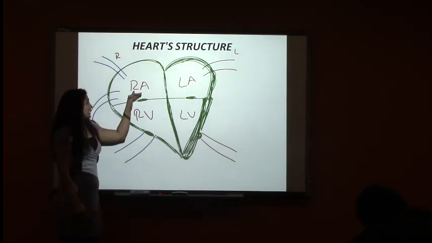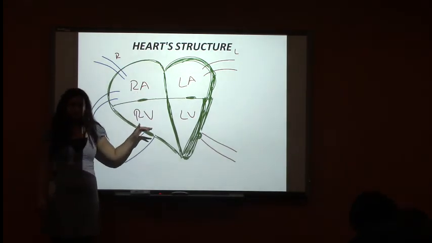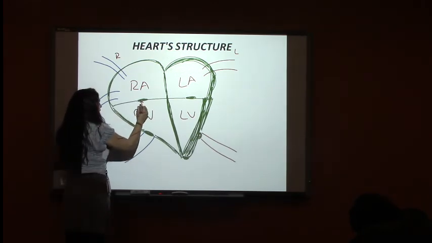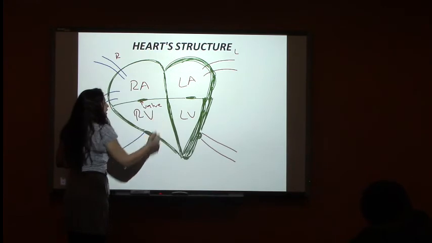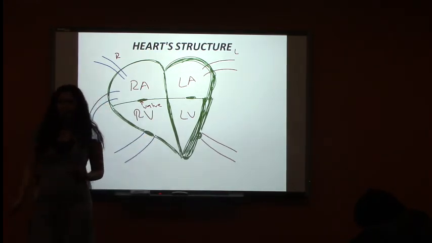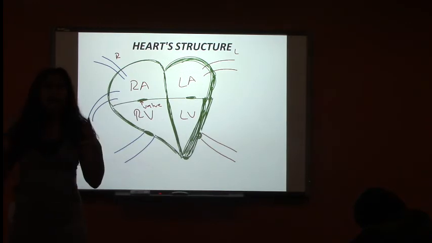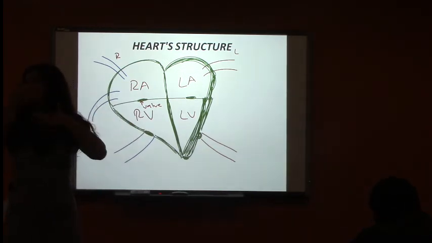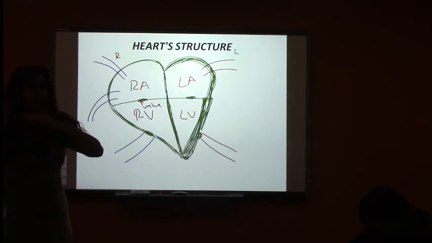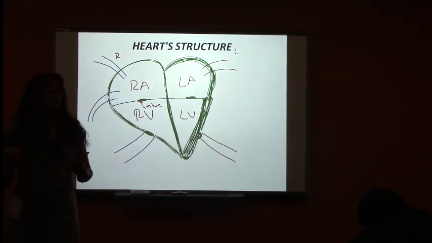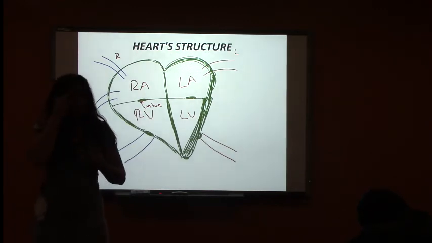Now, between the atria and the ventricles, okay, basically right here, this green thing is a valve. A valve is a door, okay? Think of these chambers as rooms. Each room is separated by a door, right, which opens and closes. So these doors within the heart are called valves, V-A-L-V-E-S.